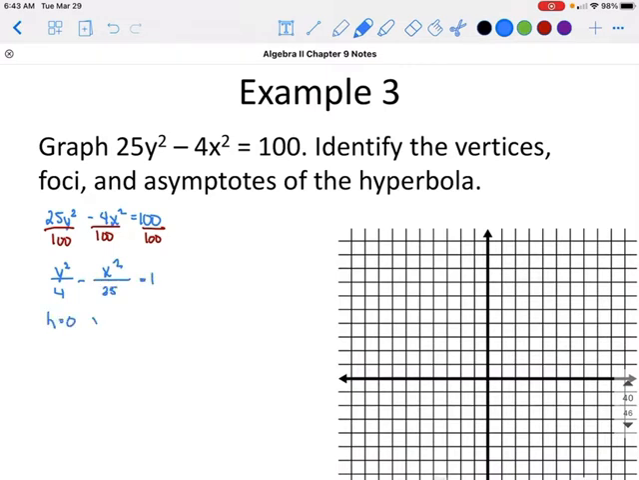is equal to 1. So we do know our h is 0, our k is 0. We know that a squared is equal to 4, so a is equal to 2, and we know that b squared is equal to 25, so b is equal to 5. So if we find our center first, which is h and k, that will just be at 0, 0.